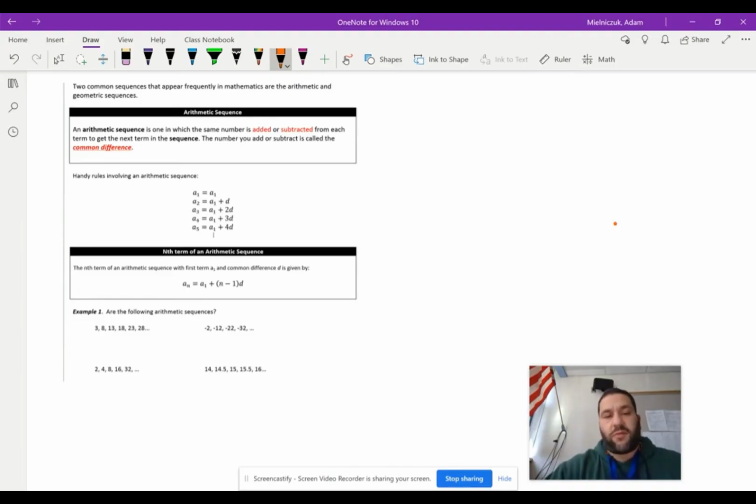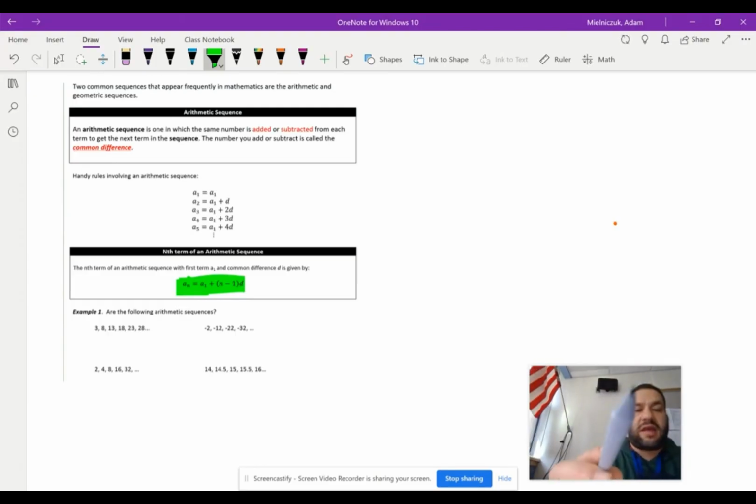Handy rules involving an arithmetic sequence. Your first term is your first term. Your second term is your first term plus your common difference. Your third term is your first term plus 2 times your common difference, and so on. Here is a very important formula for you to know. To find any term, it's going to equal your first term plus n minus 1 times your common difference.